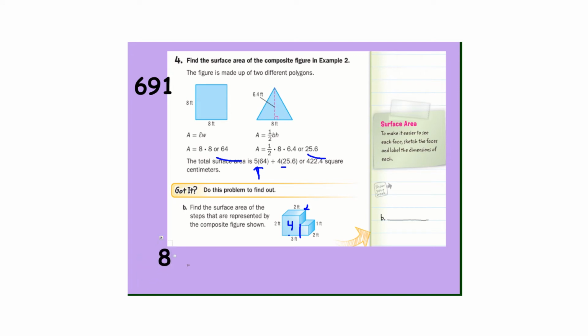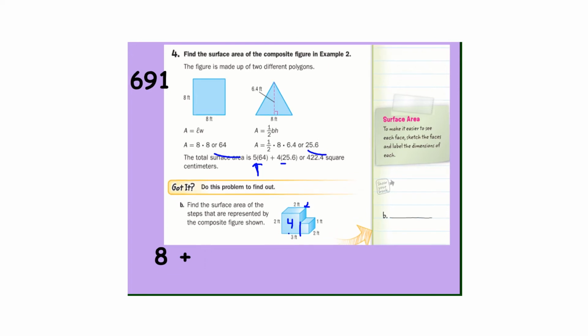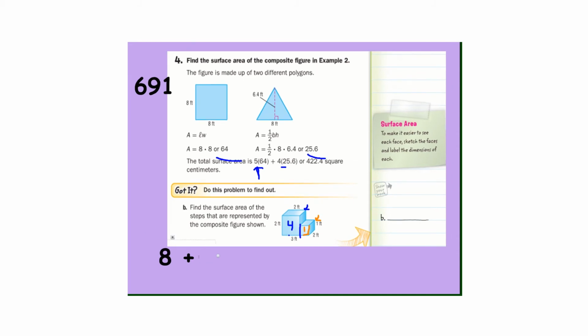Slide this up a little bit here for you. 8 plus this front little corner here. If I try different color pens, maybe you'll see better. This is 1 by 1. So this is 1. Now that back side back there that you can't see is also 1. So altogether there we have 2.